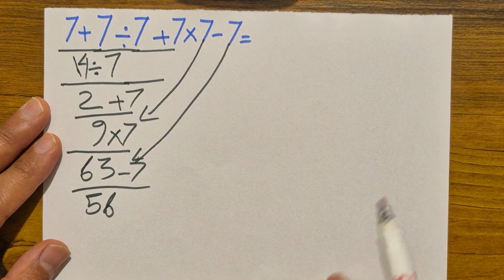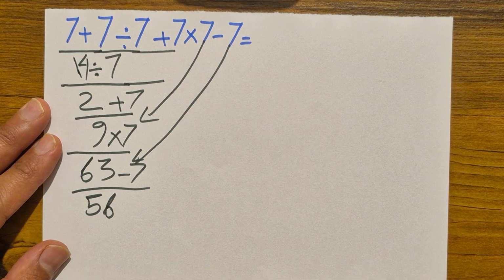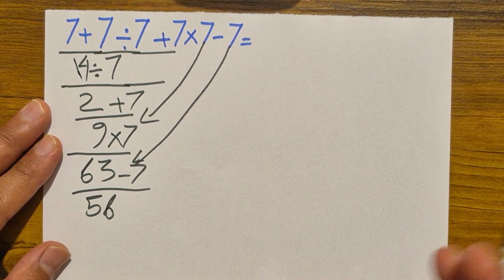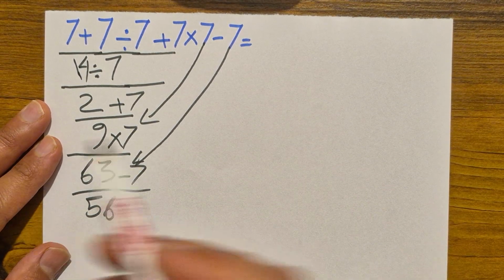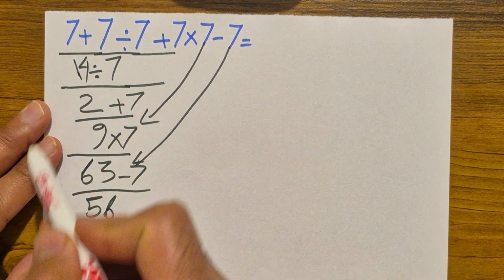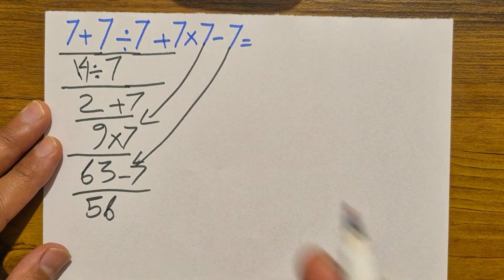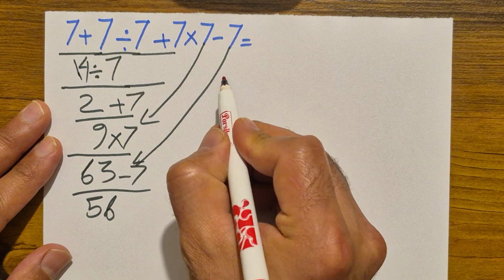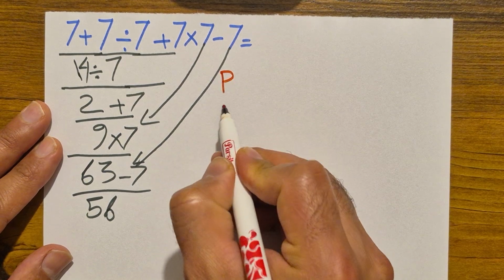But what is the correct order? Obviously, whenever there is an order, if you don't follow the order, you fall for a lot of traps, like we did now. We fell for a trap, hook, line, and sinker. So there is a convention called PEMDAS.